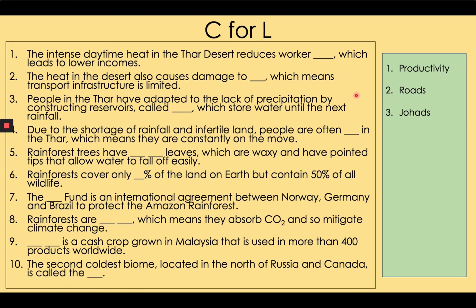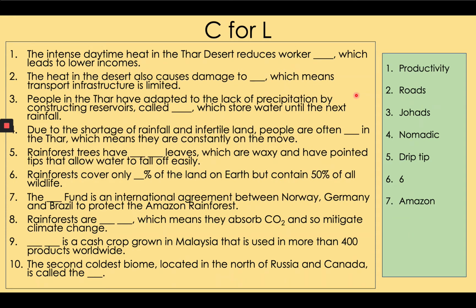4. Due to the shortage of rainfall and infertile land, people are often nomadic in the Thar, which means they are constantly on the move. 5. Rainforest trees have drip-tip leaves, which are waxy and have pointed tips that allow water to fall off easily. 6. Rainforests cover only 6% of the land on Earth, but contain 50% of all wildlife.